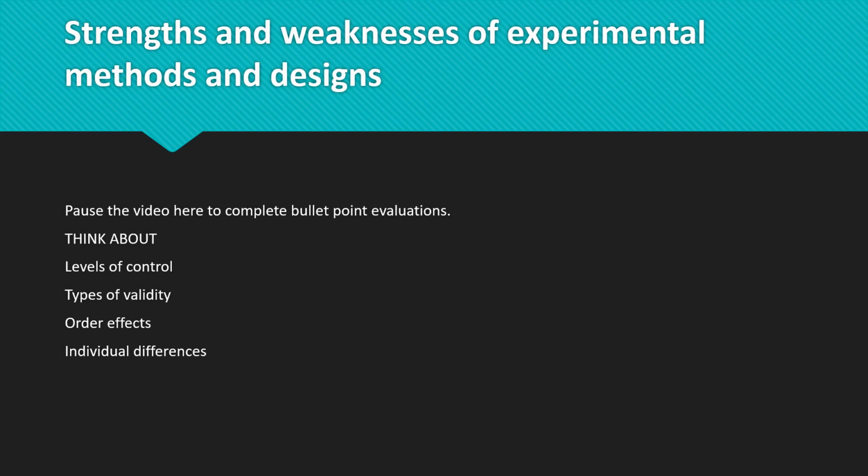So I want you to pause the video here. You might need a good few minutes to do this, 5, maybe even more. But I want you to bullet point some evaluations for each of the experimental methods and experimental designs. I want you to think about your level of control, the different types of validity, order effects and individual differences. Pause it, give yourself a good 5 minutes really, at least. Try and fill in as much as you can in your first coloured pen.